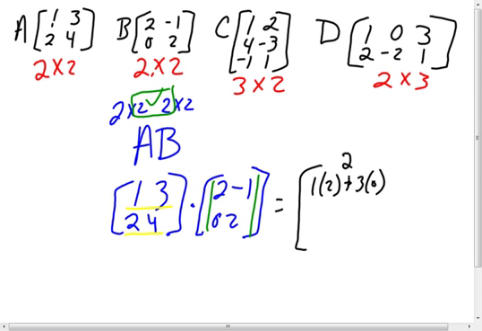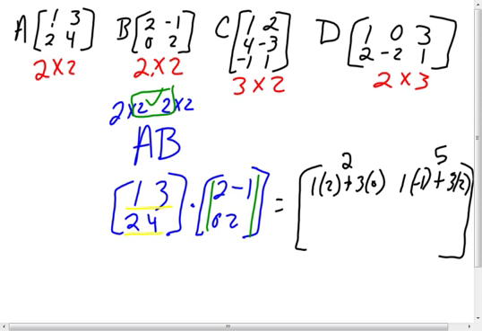1 times negative 1. Let's try that again. 1 times negative 1 plus 3 times 2. So 1 times negative 1 is negative 1. 3 times 2 is 6. So 6 minus 1 is 5. So that would be a 5.